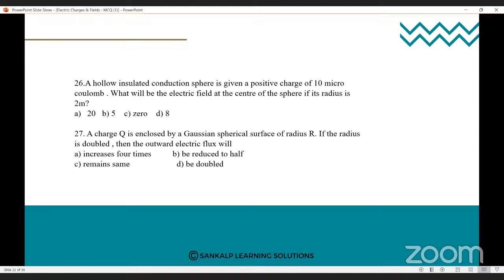Is a hollow insulated conduction sphere. Yes, what is the answer? Just now I have explained one concept. See the question, how they are asking the question. Directly don't go for calculation.